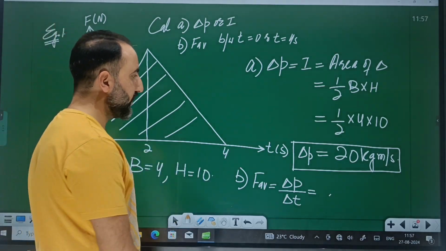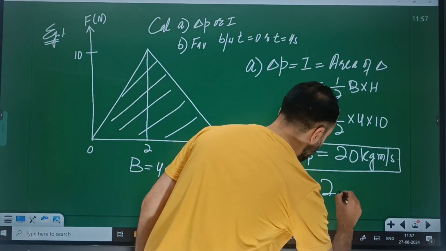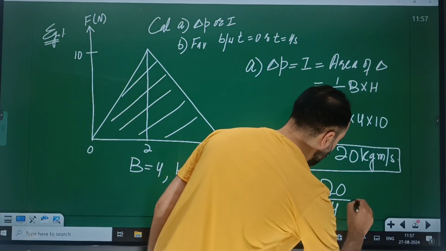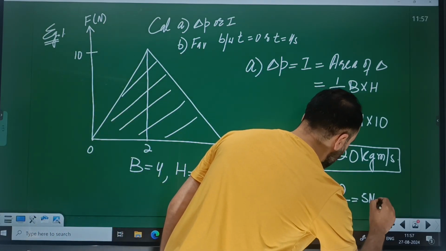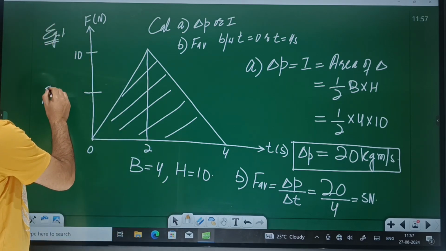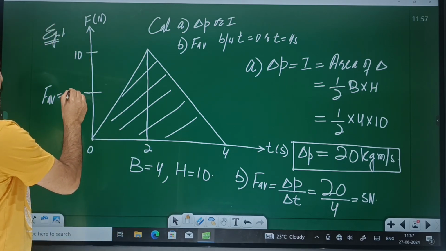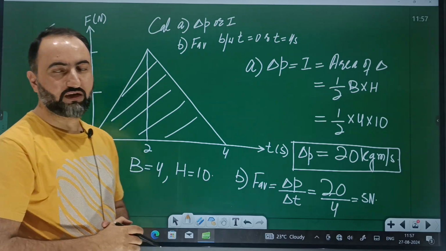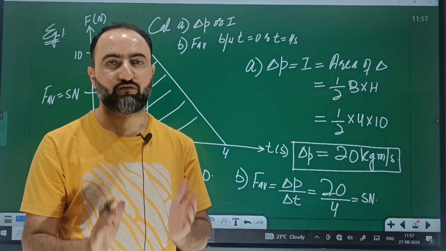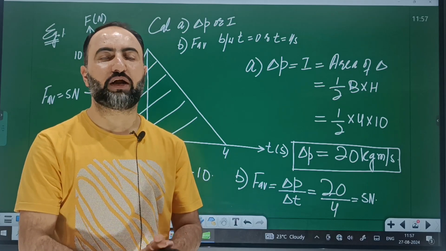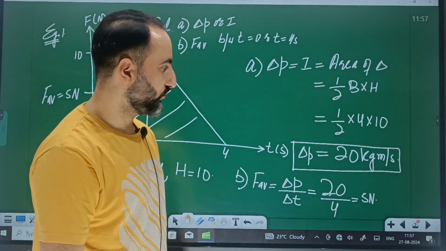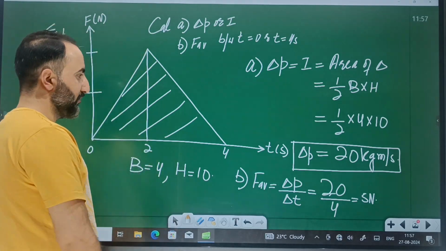Delta p we have calculated, that is equal to 20 divided by delta t, which is equal to 4. So 20 divided by 4 comes out to be 5 Newton. So the average force will be equal to 5 Newton. It was a simple question: a force versus time graph was given and we were supposed to calculate the change in momentum or the impulse, and from there we can easily calculate the average force. We are done with example number first.